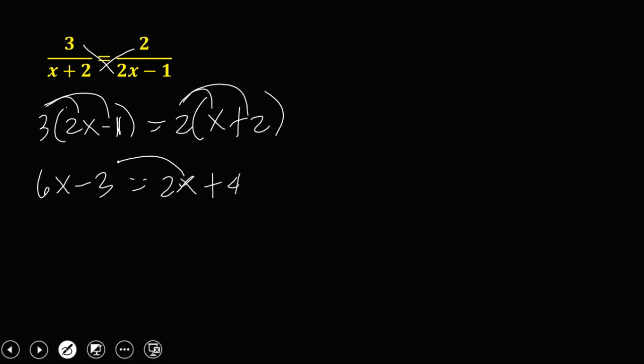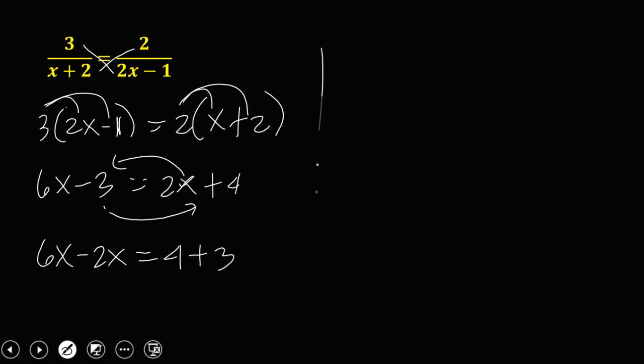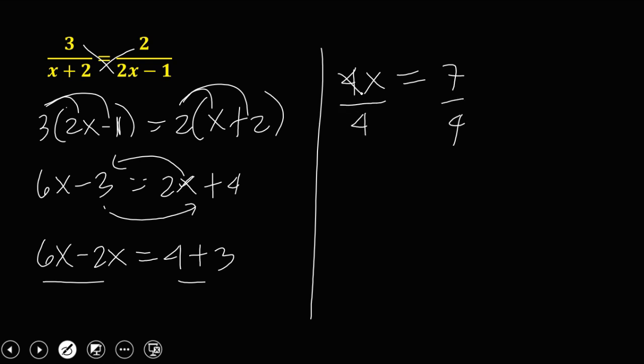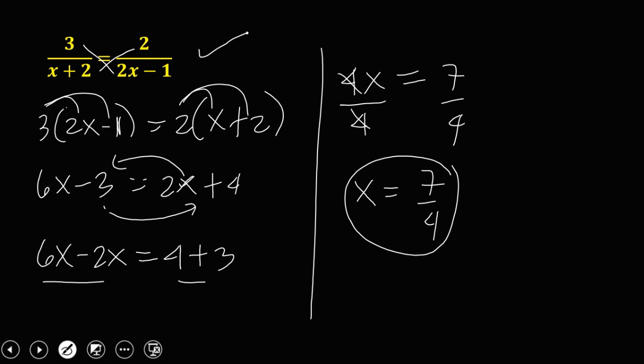Then transpose this 2x to the left side, so that becomes 6x minus 2x equals 4. Then transpose this negative 3 to the right side, plus 3. Then simplify, so 6x minus 2x is 4x, and we have 4 plus 3, that's 7. Then to solve for x, divide by 4. So x is equal to 7 over 4. So this is the solution of this equation.